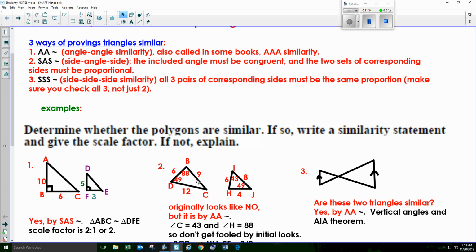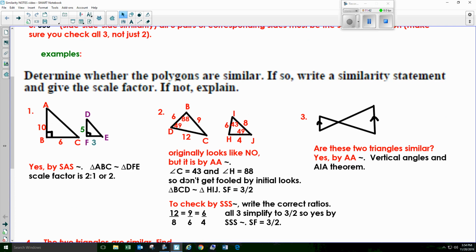That's too much. They want to check to see that you know what these 3 look like and how to check them. So we've checked them, both the AA similarity and the SSS similarity, on this one particular problem. You would not have to do that. You'd have to just choose one or the other to prove it to be true. Okay. All right, number 3.